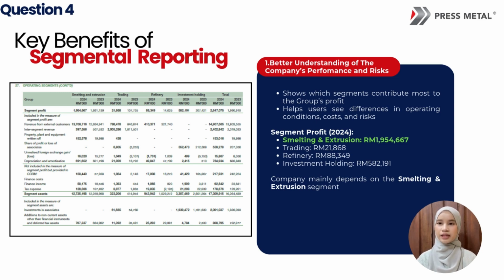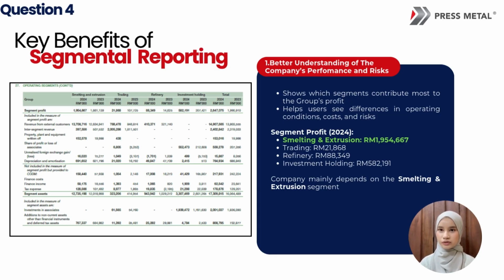From the company's segment report, we can see the segment profit for the year 2024. Smelting and extrusion is 1,194,667, trading 21,868 ringgit, refinery 88,349 ringgit, and investment holding is 582,191 ringgit. These figures show very clearly which parts of the business contribute the most. The company relies heavily on the smelting and extrusion segment, while trading and refinery contribute only small amounts.